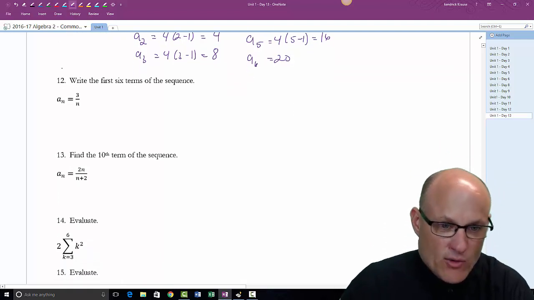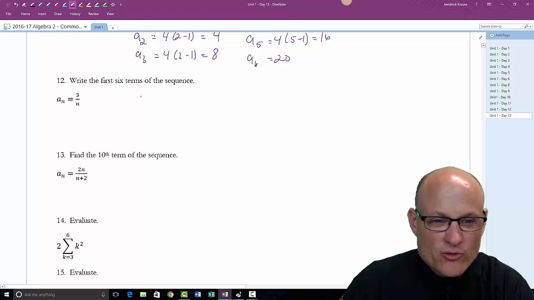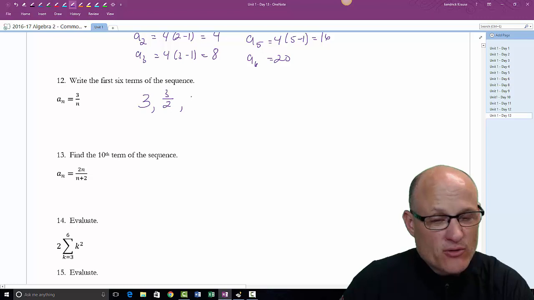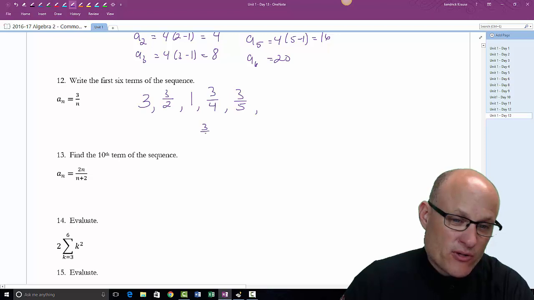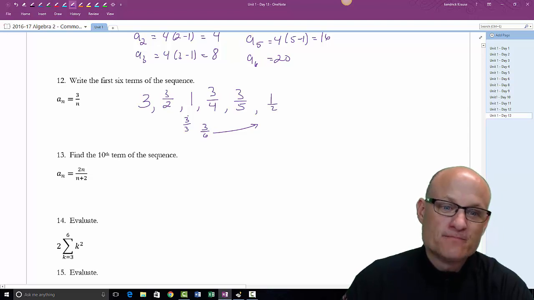This one's actually easier. Write the first 6 terms. So when n equals 1, it's 3 over 1, or 3. When n equals 2, it's 3 over 2. When n equals 3, it's 3 over 3. 3 over 3 is 1. When n equals 4, it's 3 over 4. When n equals 5, it's 3 over 5. And when n equals 6, it's really 3 over 6, but that's 1/2. And this one was really 3 over 3, right here.